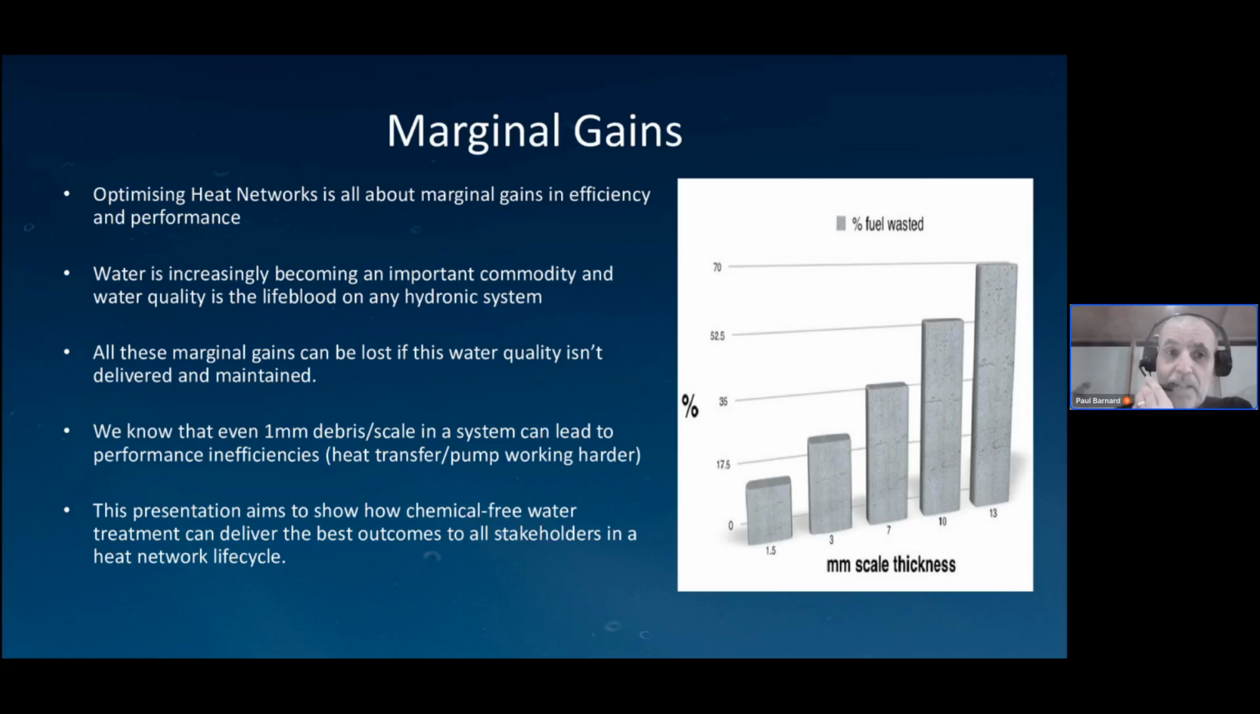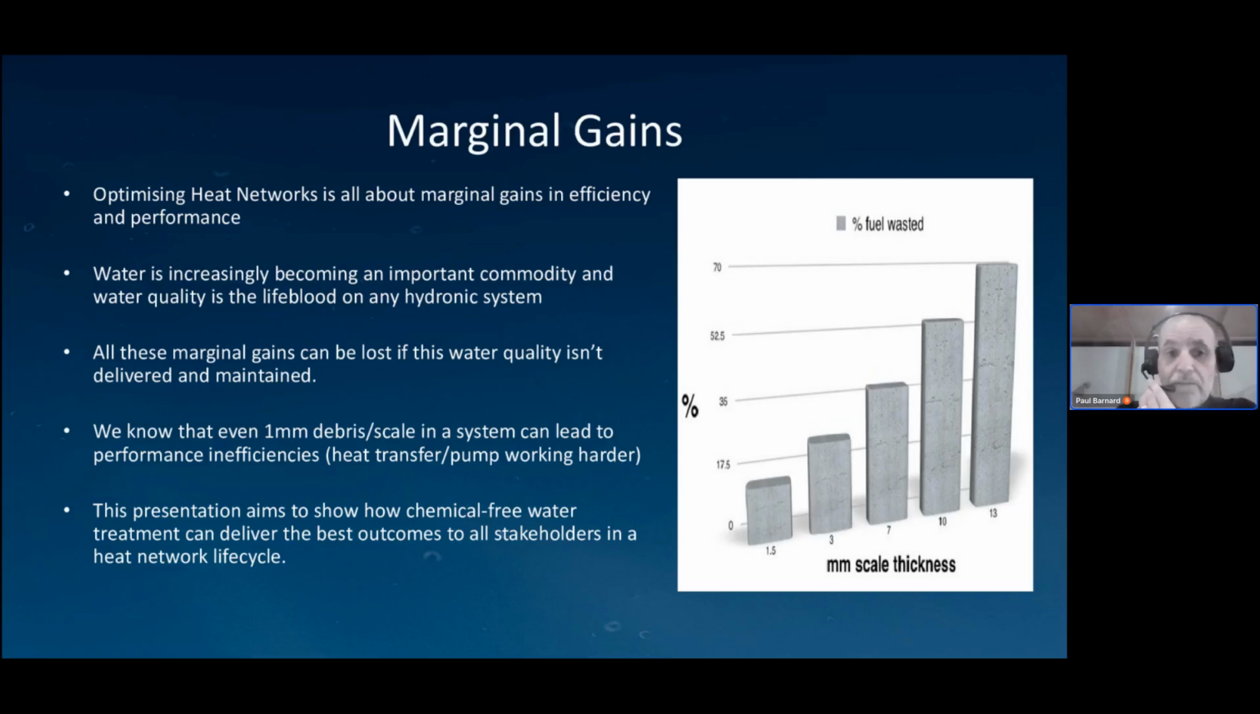Everything we talked about today has been about optimizing heat networks, maximizing their performance, and optimizing these networks is all about marginal gains in efficiency and performance. And water is increasingly becoming an important commodity, and the water quality in the lifeblood of these heat networks is very important, because all those marginal gains in the clever designs, in the decarbonisation, in the lower temperature, can be lost if the water quality isn't delivered and maintained to the correct standard.